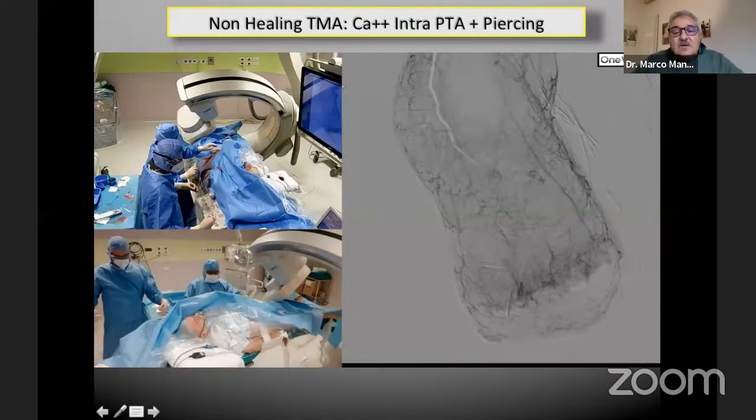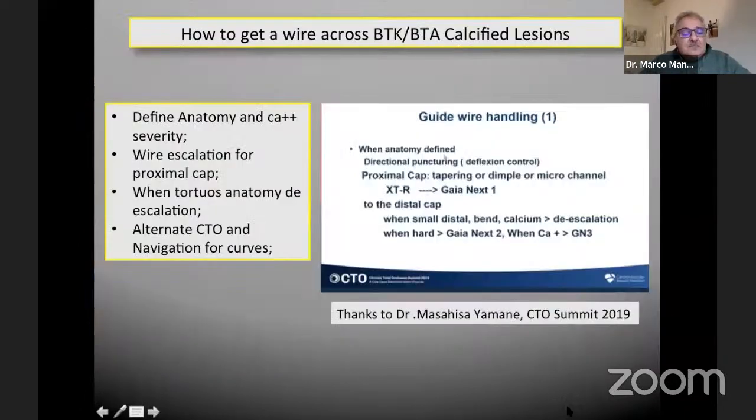Okay, so next case. Before we see the next case, two words about the wire choice and manipulation. So we follow the escalation concept with the wire.